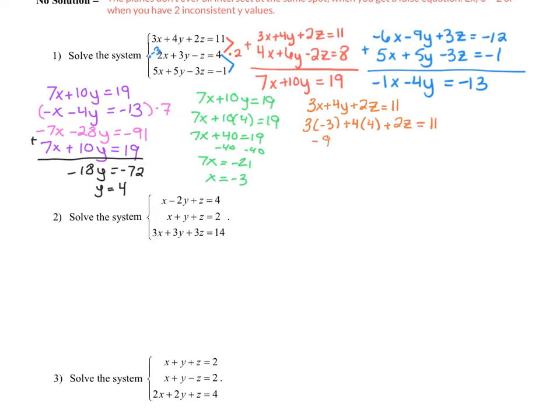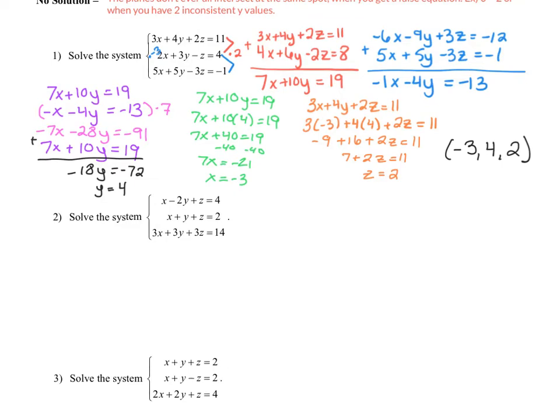So I'm going to have -9 plus 16 plus 2z equals 11. I'm going to have 7 plus 2z equals 11. And I'm going to end up getting that z equals 2. So my final answer will be the ordered triple -3, 4, and 2, because my ordered triple I will always write as x, y, z. So number 1 is an example of a system with one solution.